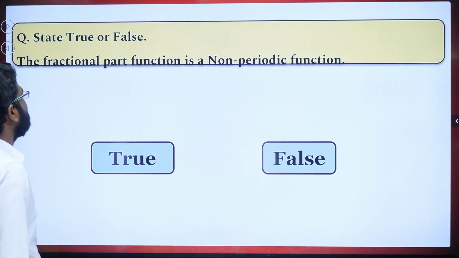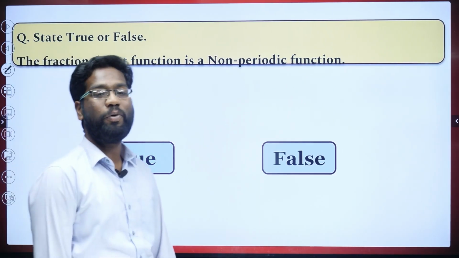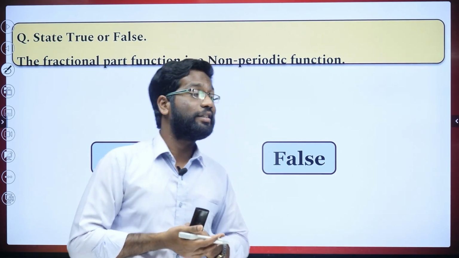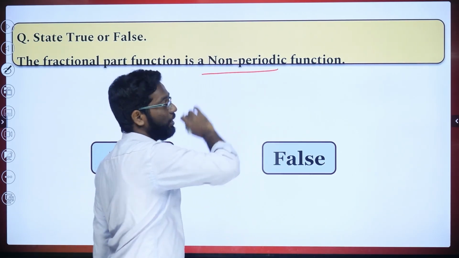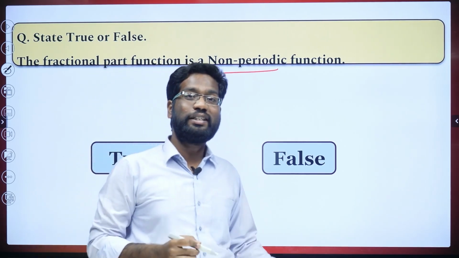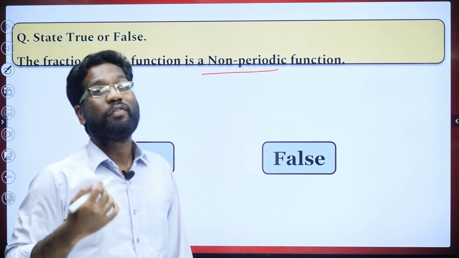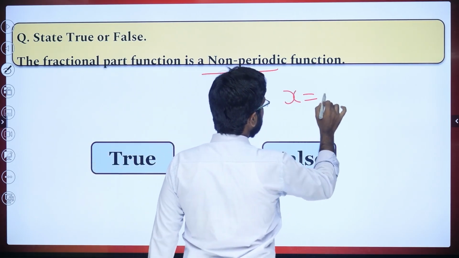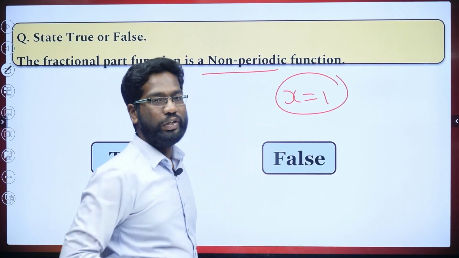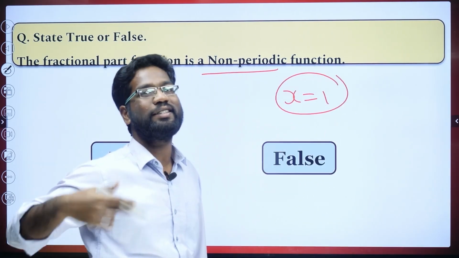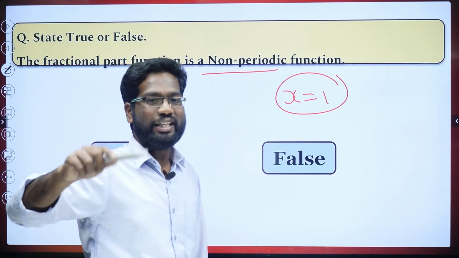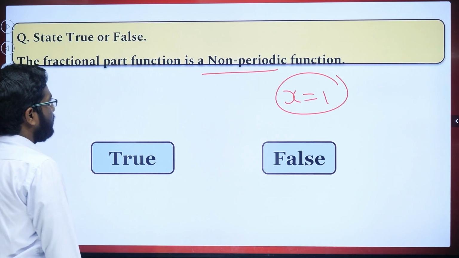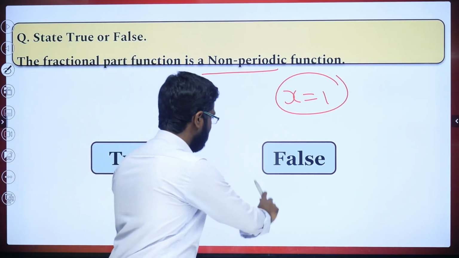So it's true, my dear students, and they have asked: the fractional part function is a non-periodic function. They are saying it is non-periodic, but just now we have discussed it's a periodic function with the period value x equals 1, because for every integer it takes the same value, that is 0, again and again. It is coming around like a circle, like a wheel. So it's a periodic function, but they have given non-periodic, so it is false.